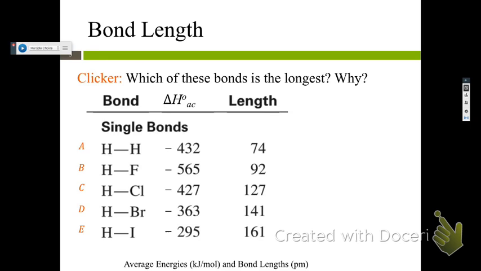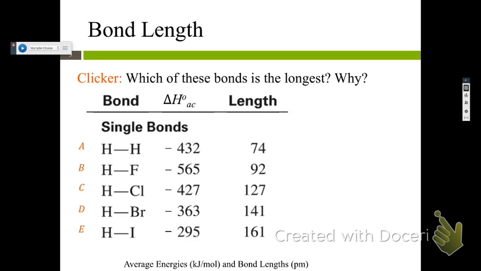So the larger the pairing partner is, the less close hydrogen can get to it to form that covalent bond. The iodine is the largest atom, which means it can't get as close. Because it can't get as close, it's not going to form as tight of a bond. So this is the weakest bond, longest bond, because it can't get as close to the hydrogen.